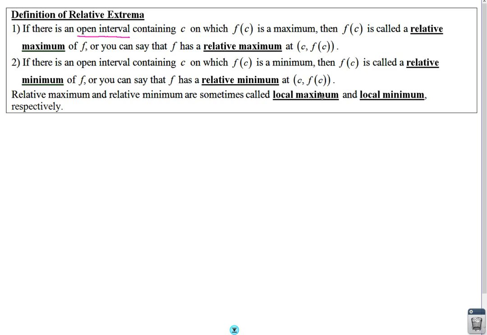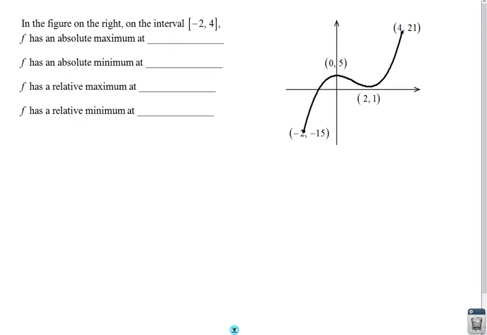Okay, so let's make sure we understand the difference between these two. So looking at this graph right here, from it looks like -2 to +4, f has an absolute maximum at, since it's asking at, we want to know what is the point that is located. That point is 4, 21. That is the location of the absolute maximum. The actual absolute maximum value is 21, but it occurs at 4, 21.